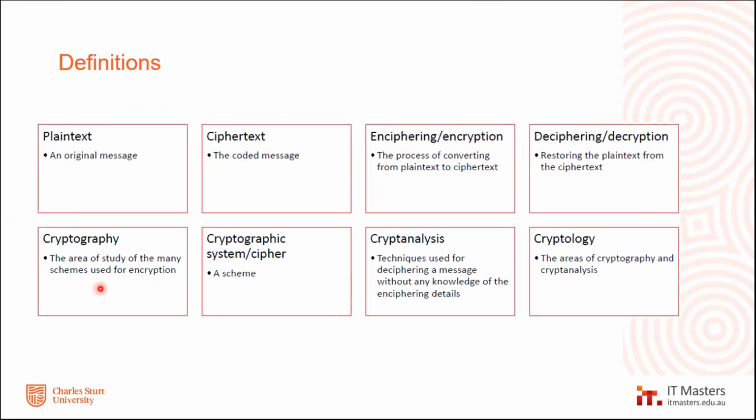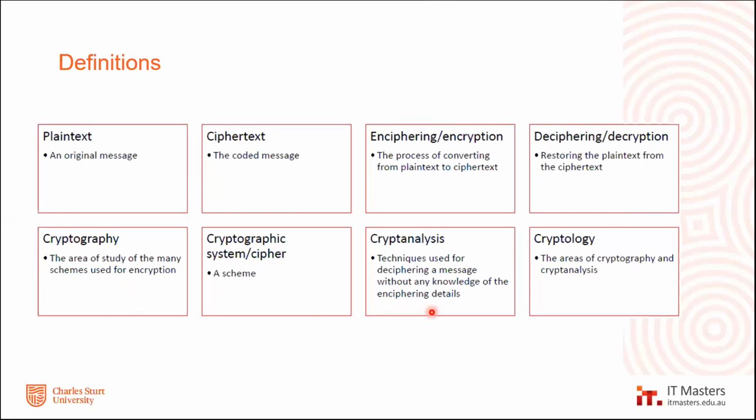Cryptography is simply the area of study of the schemes, mechanisms, and tools that are used for encryption. Okay, so that's the whole holistic picture. A cryptographic system or cipher is a scheme, a mechanism, or an algorithm, typically a mathematical algorithm, that is used to convert plain text into ciphertext.